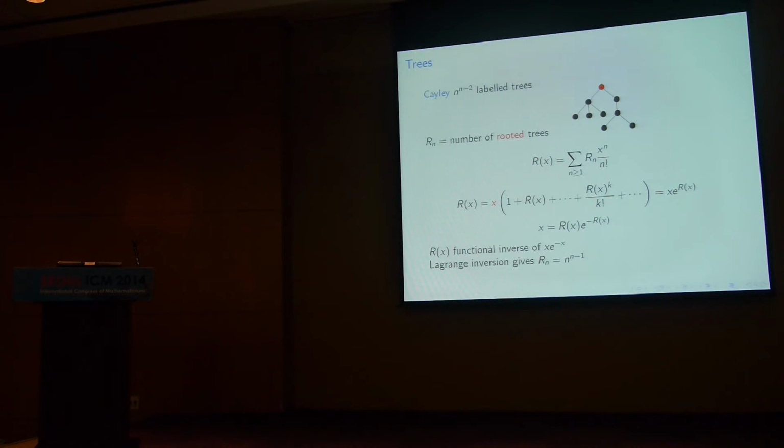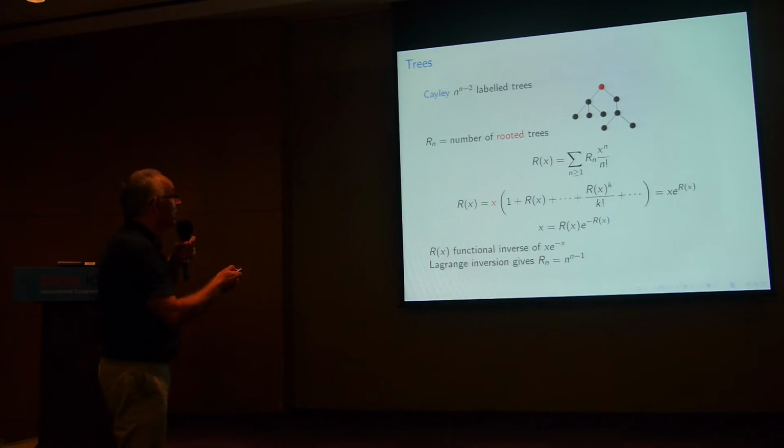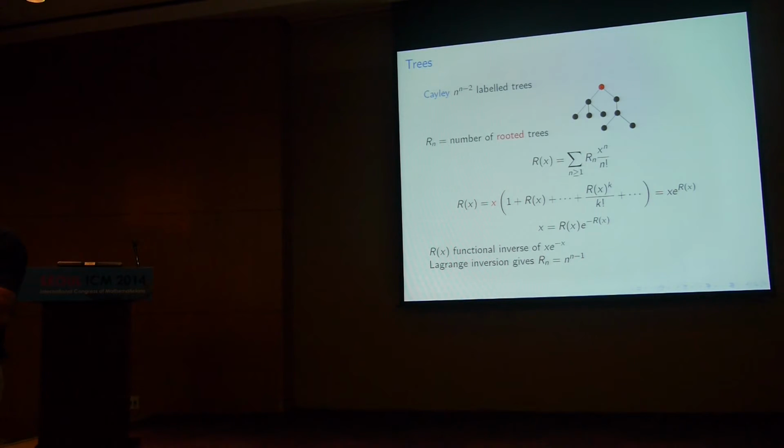So first of all, I prefer to consider rooted trees, because life is easier when you root a tree. So here is the tree, the root is in red, and I denote by R_n the number of rooted trees. Since labels distinguish the vertices, the number of rooted trees is going to be n times the number of unrooted trees. So these quantities are almost the same.